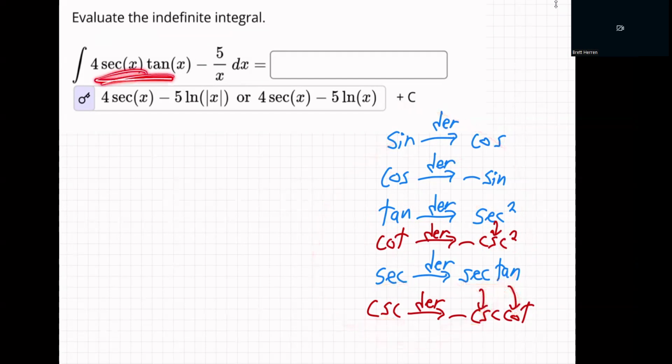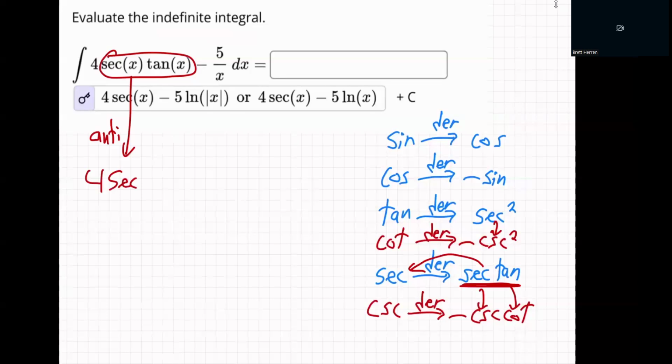Here we go. So you look at 4 secant tangent. You know the 4 is just going to sit there. No big deal about him for derivatives or antiderivatives. But how do you get secant tangent? Well, secant tangent right here. So you go backwards. The antiderivative must be secant of x, right? Check it forward. Secant, we go back to secant tangent.